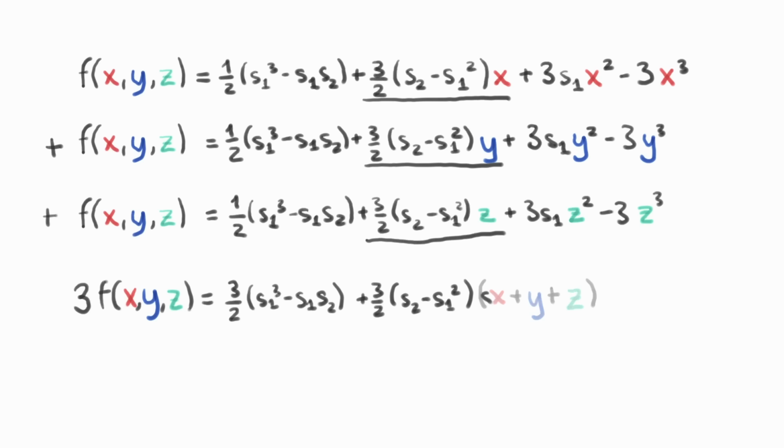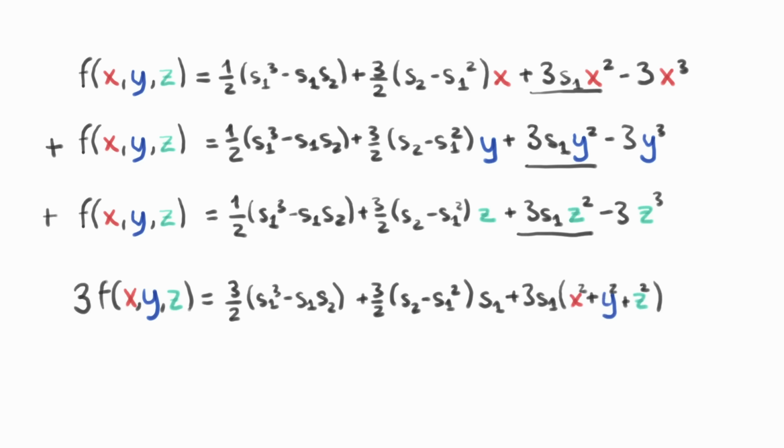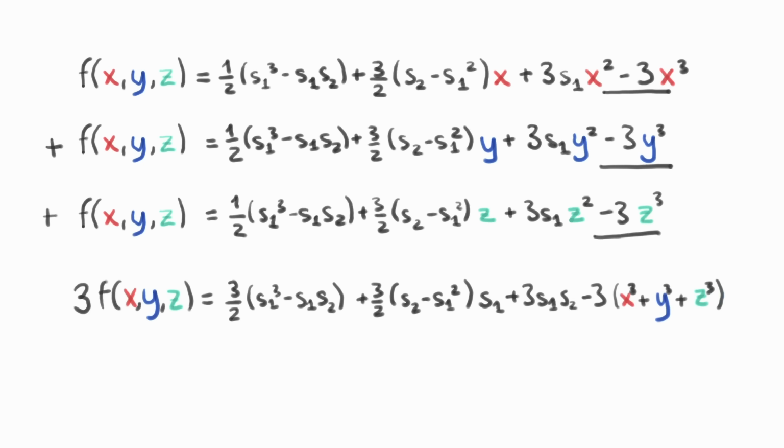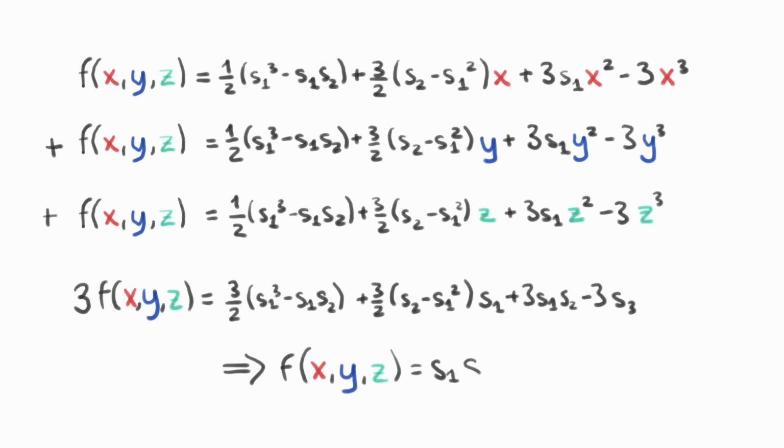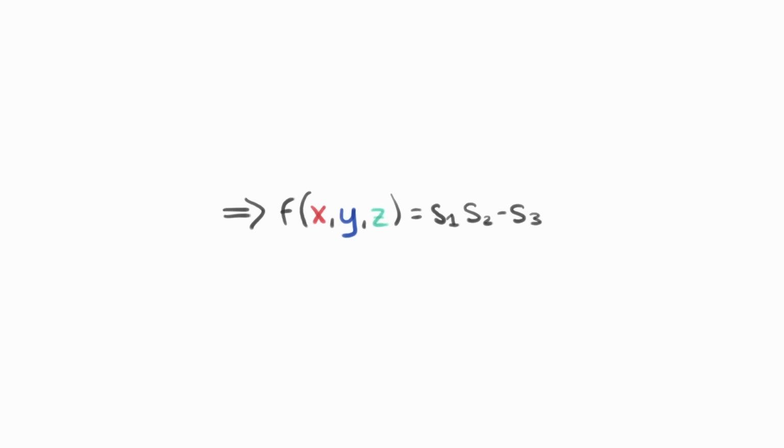We notice that using the distributive property when grouping terms, we end up with an expression that consists entirely of power sums. Now all that's left to do is divide by 3 and simplify, and we're done. We've re-expressed our polynomial in terms of power sums.